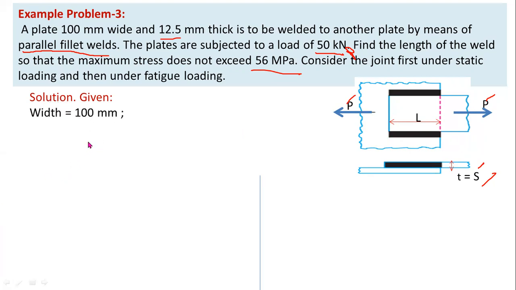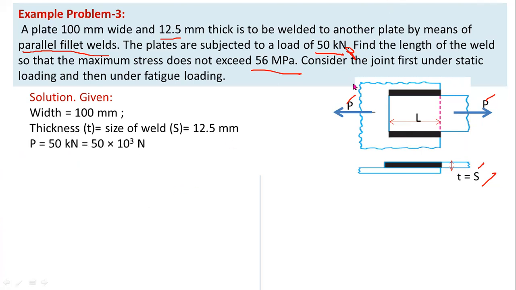The given values are width W equal to 100 mm and thickness of the plate T equal to size of the weld S equal to 12.5 mm. And here the applied load or tensile load P equal to 50 kN, that value equal to 50,000 newtons. The maximum shear stress value is given, that is tau equal to 56 megapascal. For parallel fillet welding, you have to consider shear stress. Here the load is parallel to the welded joint, so shear stress will be induced in the joint.